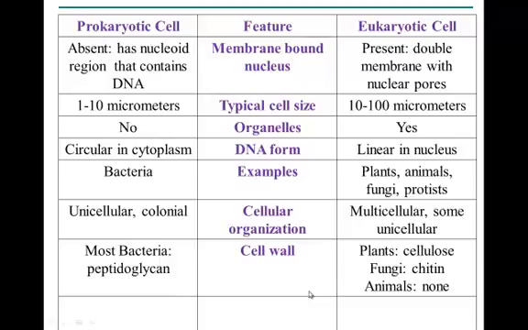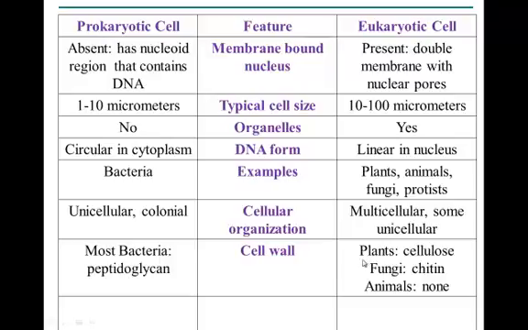Now, if we look at eukaryotic cells, and the cell wall, by the way, is a rigid structure that's found outside the cell membrane, and it's used for support. And not all cells have cell walls. Most bacteria, most prokaryotic cells do. But with eukaryotic cells, it varies.